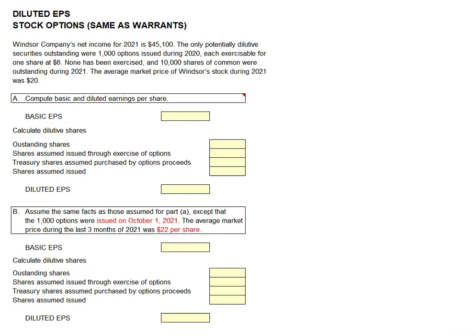In this video, we walk through the calculation of basic and diluted earnings per share for firms that have outstanding stock options, which from an accounting perspective are the same as warrants.